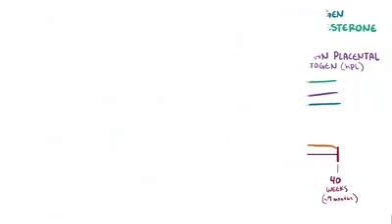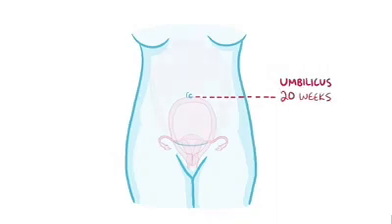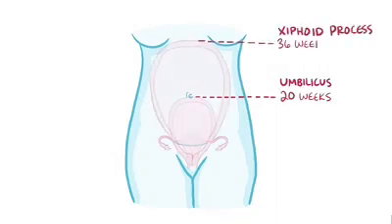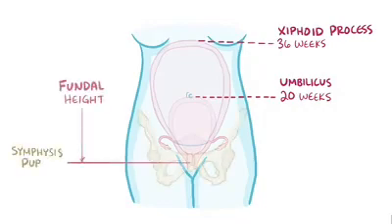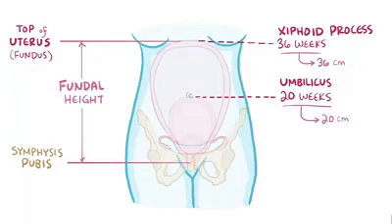Now, a lot of the changes in pregnancy are directly related to the growth of the uterus. The uterus is normally a pelvic organ, but during pregnancy it grows into the abdomen, rising to the level of the umbilicus by 20 weeks gestation and to the xiphoid process by 36 weeks. The fundal height, which is the distance from the symphysis pubis to the top of the uterus, aka the fundus, is a good estimate of gestational age. For example, here at 36 weeks, you might expect it to be about 36 centimeters, but at 20 weeks, it's probably closer to 20 centimeters.